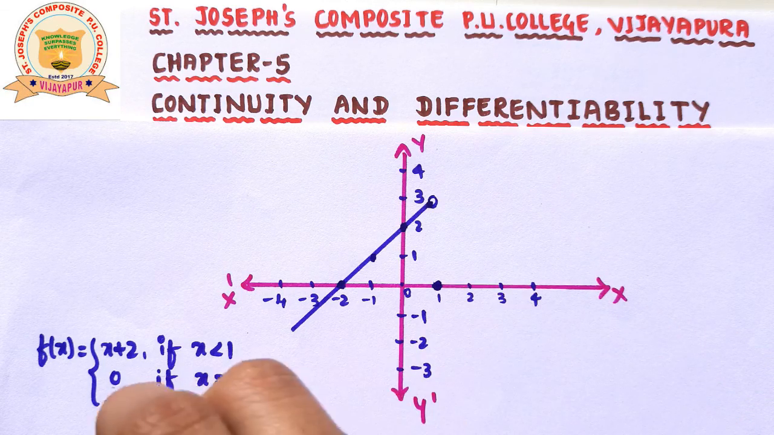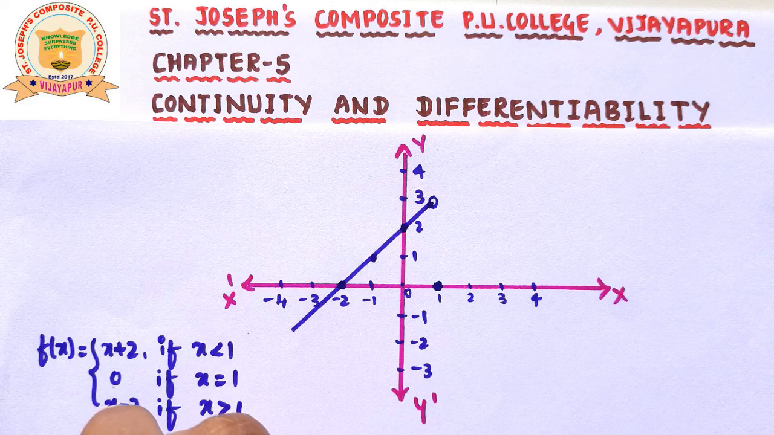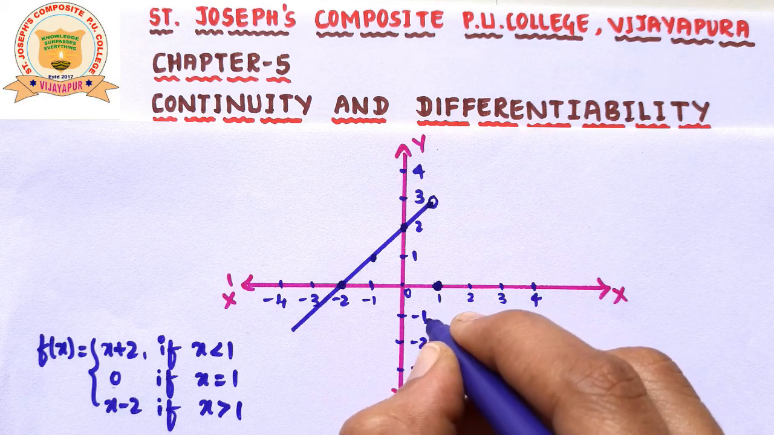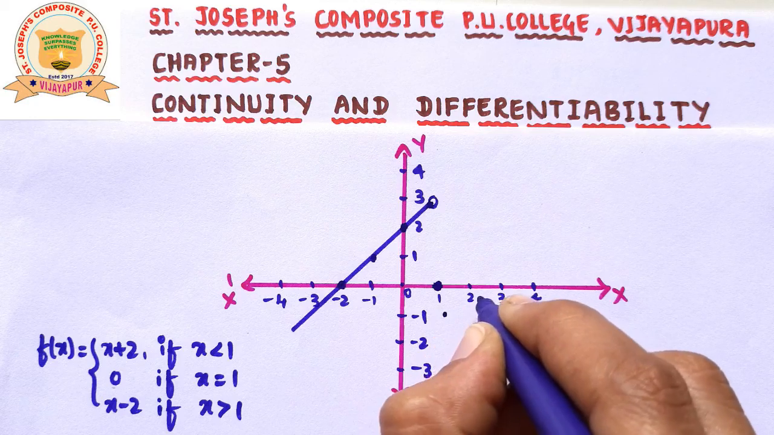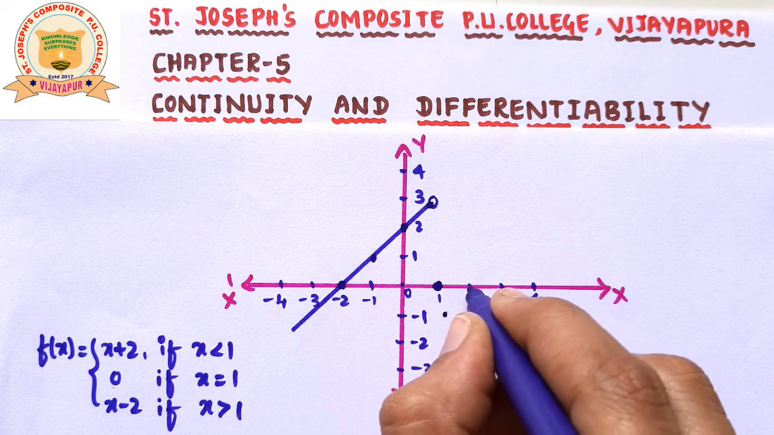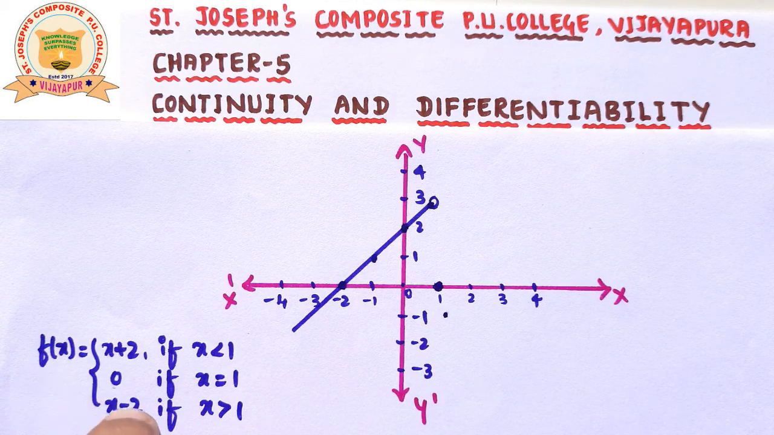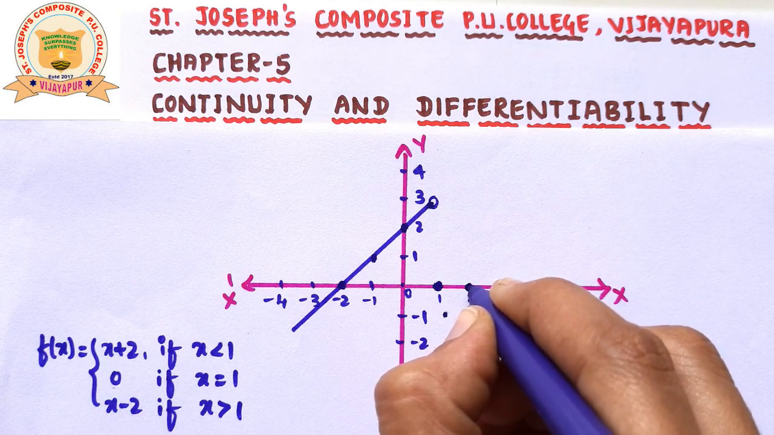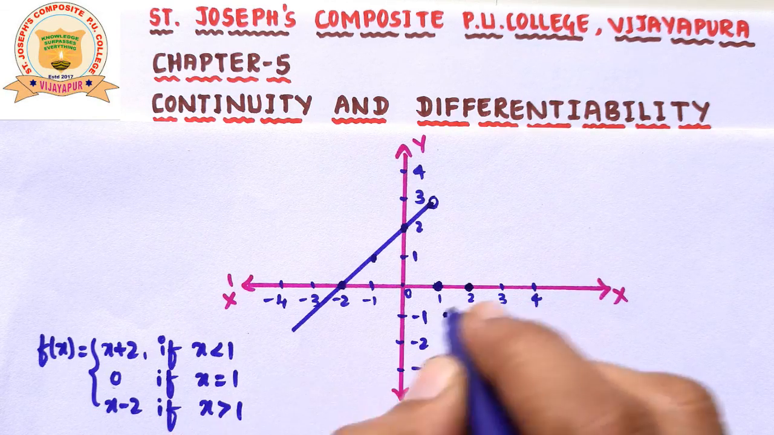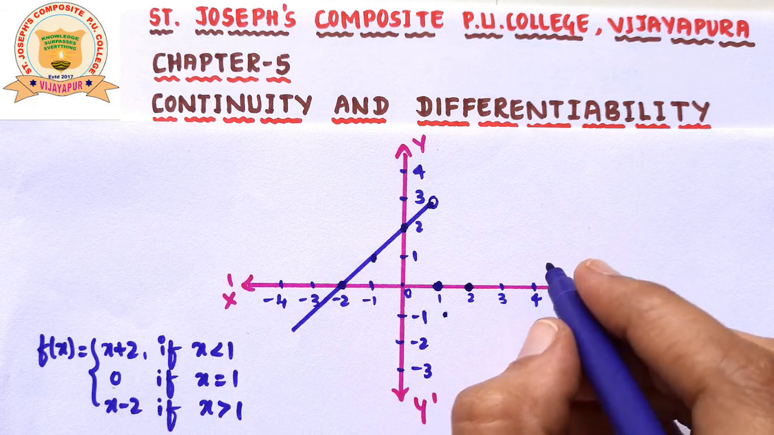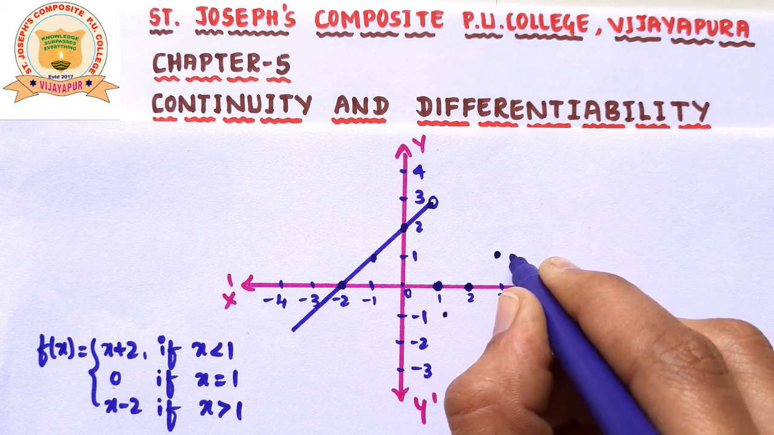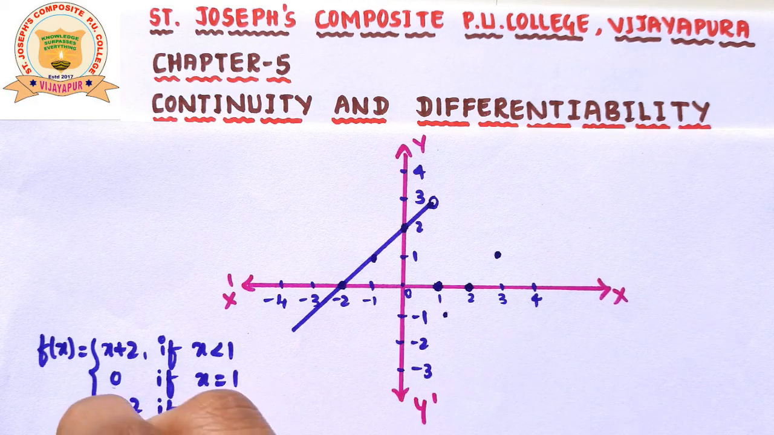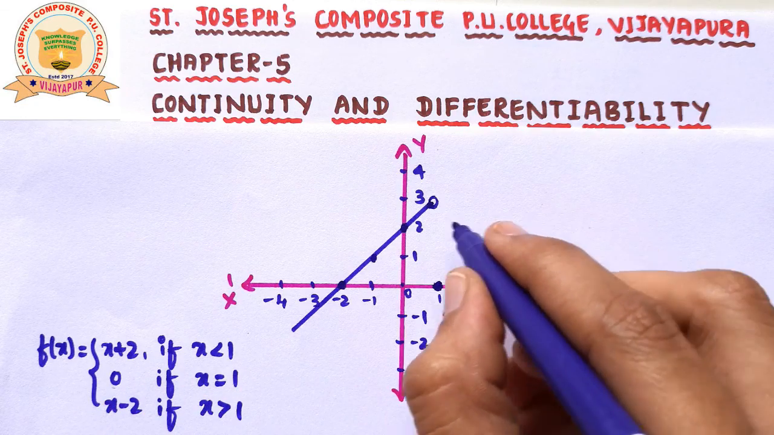For 1.1, what is the functional value? 1.1 minus 2, you will get minus 0.9. Minus 0.9 for 1.1, somewhere here. And for 2, what is the functional value? 2 minus 2, you will get 0 here. And for 3, 3 minus 2, what will you get? 1. For 3, the functional value is 1. For 4, what is the function value? 4 minus 2, you will get 2.